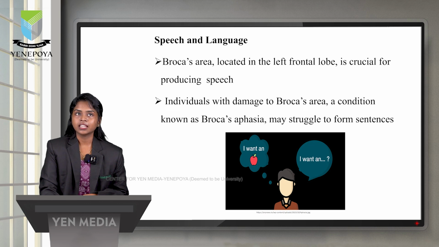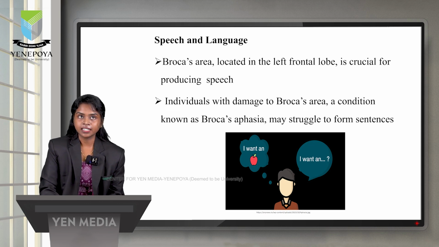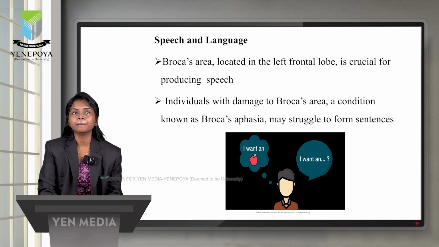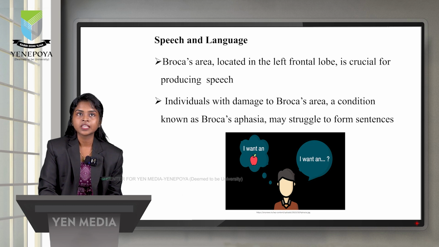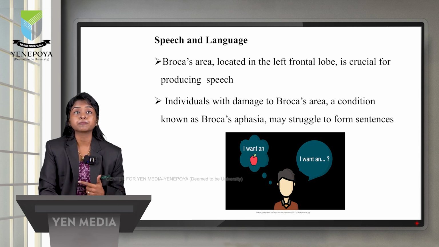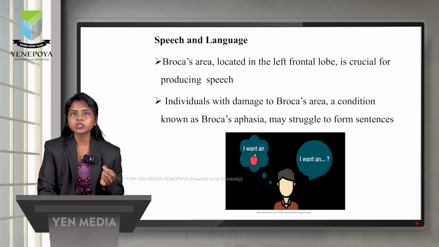And speech and language. As we said earlier, Broca's area plays a major role in the frontal lobe. It's located in the left frontal lobe, and it's crucial for speech production. An individual with damage in Broca's area has a condition called aphasia, that is, Broca's aphasia.